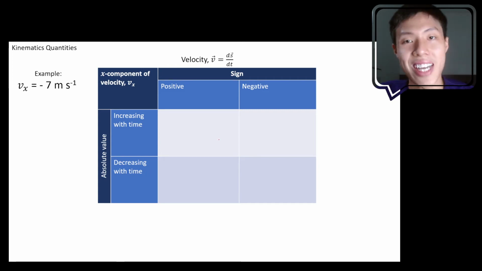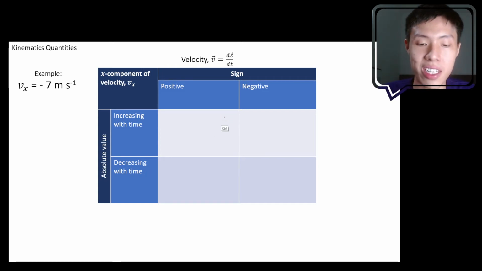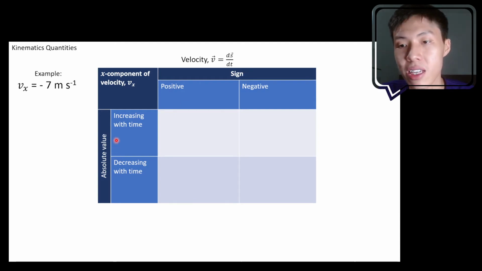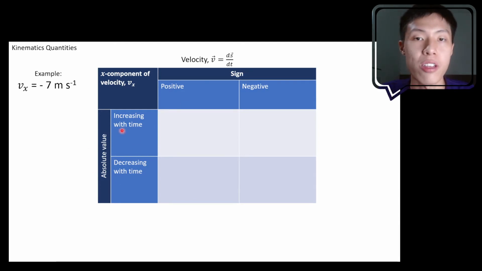Again, we come back to this kind of table where we are going to study what the sign and the change in absolute value mean for the x component of the velocity. Okay, so in here we see that velocity is represented by the equation v = ds/dt. And as you can see here, I'm going to use the instantaneous velocity, because instantaneous velocity is the actual velocity that happens at the specific moment. We won't be talking about average velocity here, because average velocity doesn't really relate to the actual motion that happens.